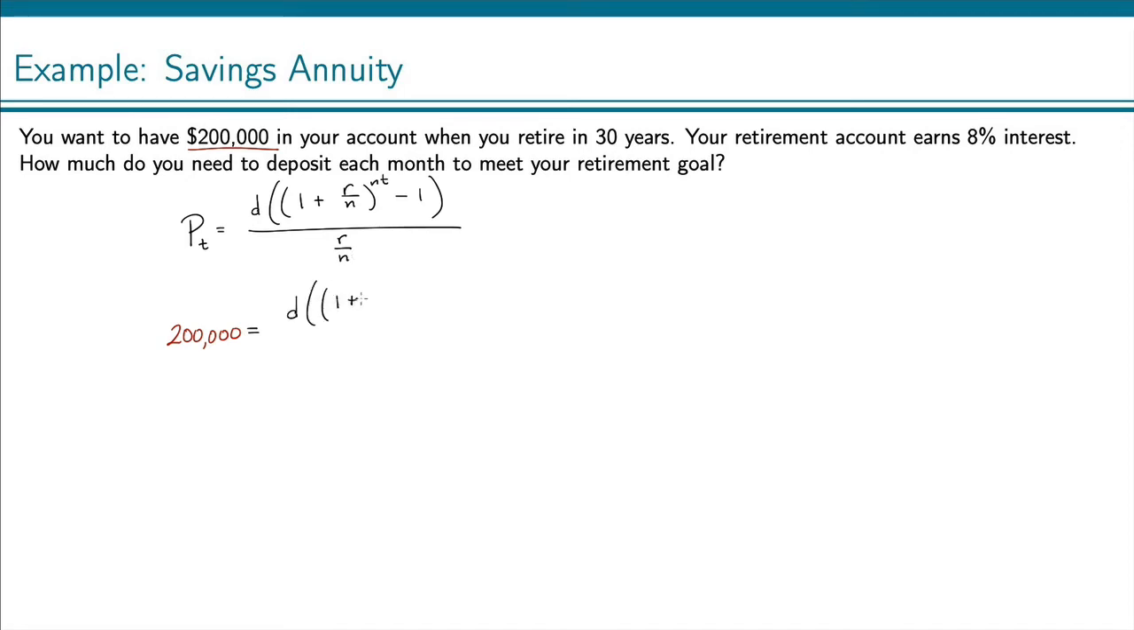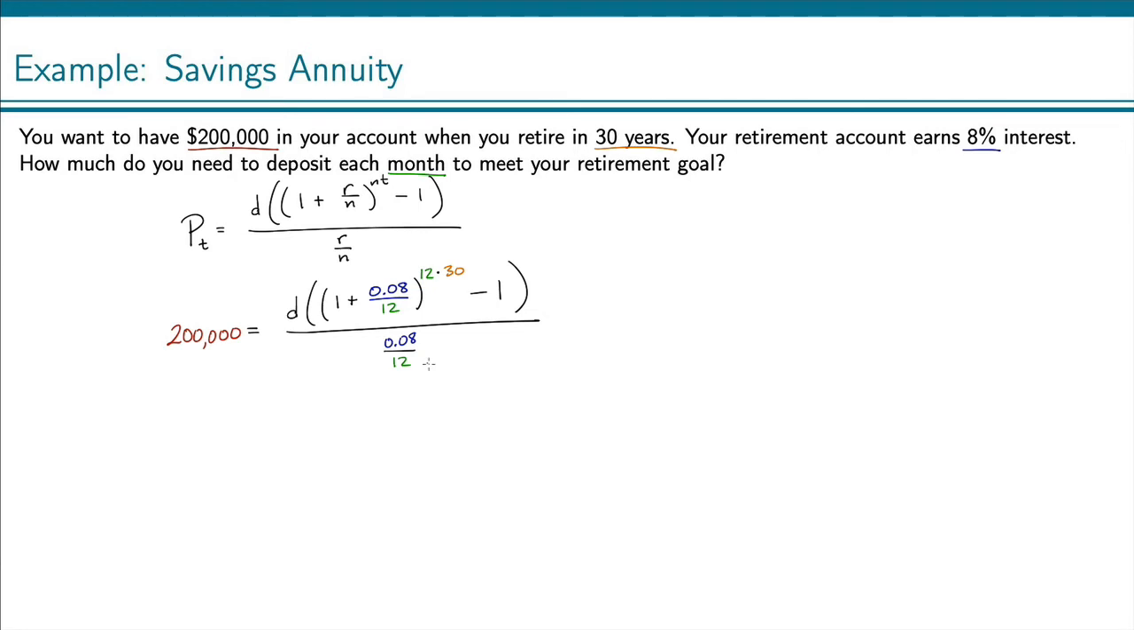And then we've got 1 plus R, the interest rate, and that is the 8%. Convert that to a decimal, 0.08. And then we divide that by N, the number of times compounded per year. We're going to assume that's the same as the deposit frequency, which is monthly. Since we're depositing monthly, we're going to assume that we're compounding monthly, which is 12 times per year. Raised to the N times T, and T is the number of years passing, which is 30 years. And then minus 1, and divide by R over N, 0.08 over 12.